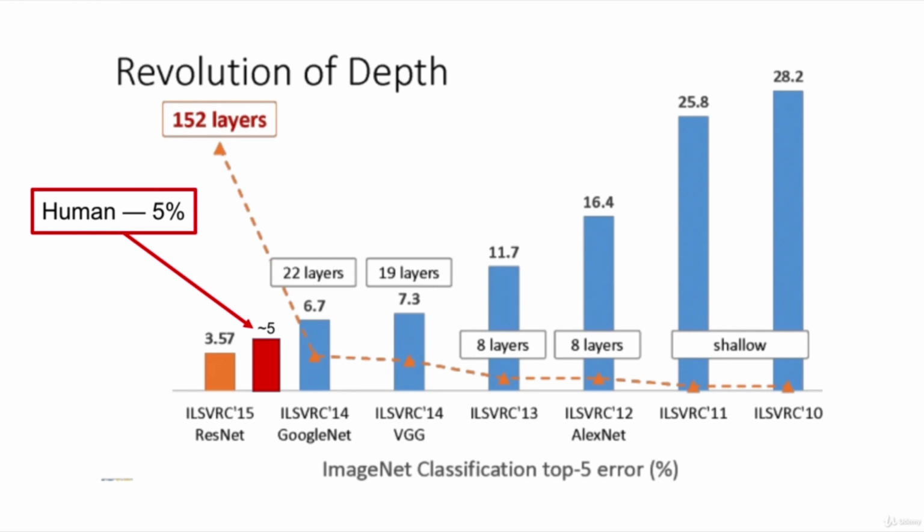Year after year, people developed neural networks that are deeper than previous ones, and in 2012 they consisted of 8 layers, then 19, then 22, and finally in 2015 people developed the ResNet architecture, which showed the error of 3.5%, and what is amazing about it, it outperformed humans.